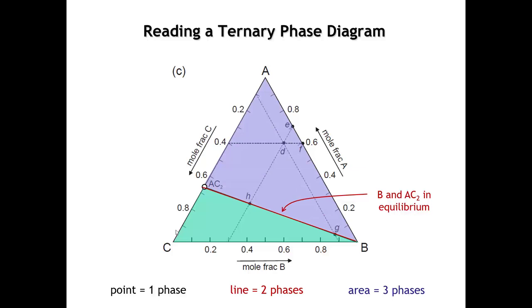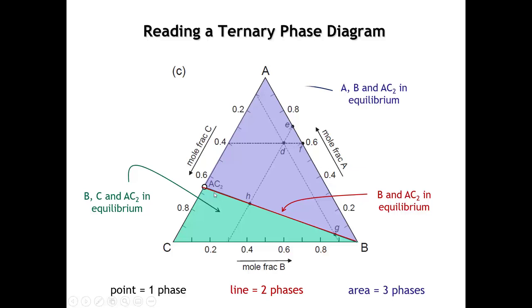So if we happen to be in the green triangle, the vertices of that triangle are B, C, and AC2. So any point in that part of the phase diagram is going to be an equilibrium mixture of those three phases. Then we have this blue triangle up here, and the vertices of that triangle are A, B, and AC2. So any point in the blue region of the phase diagram here is going to give us a mixture of those three phases.